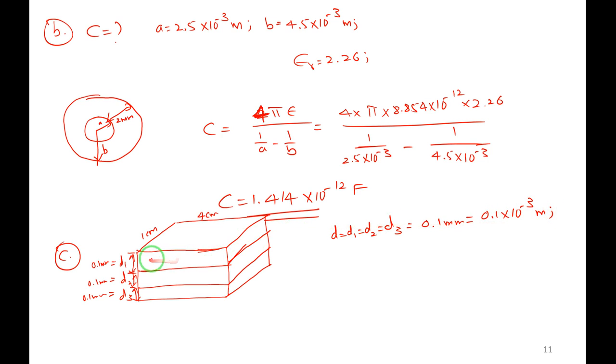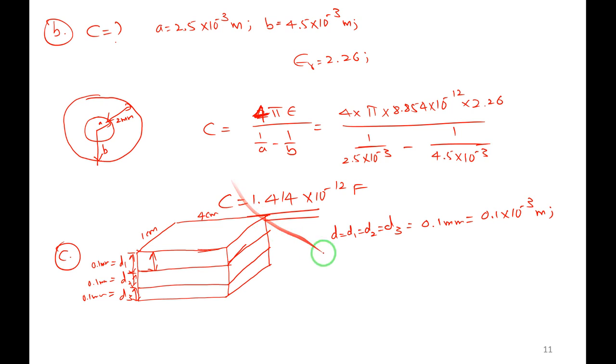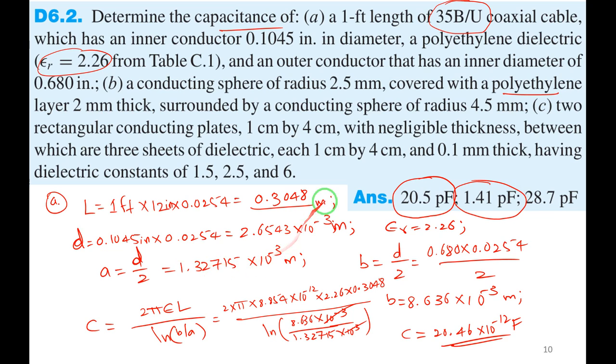Then dielectric constants. They are given having dielectric constants of 1.5, 2.5 and 6. Okay, let me call this as epsilon R1, epsilon R2, next epsilon R3. So let me take one by one. This is 1.5, this is 2.5 and this is 6, right? These are the dielectric constants. Anything we have missed out?